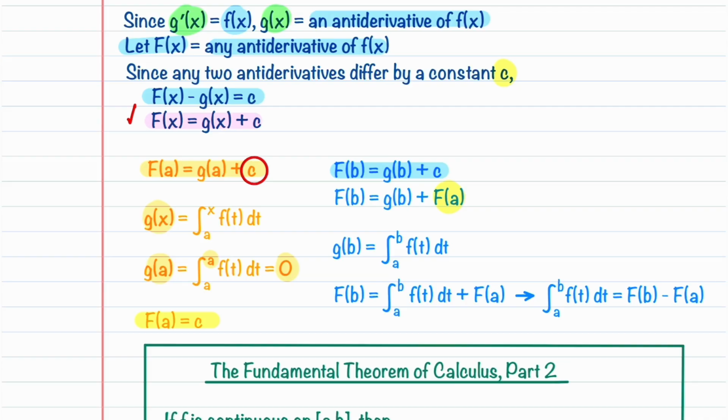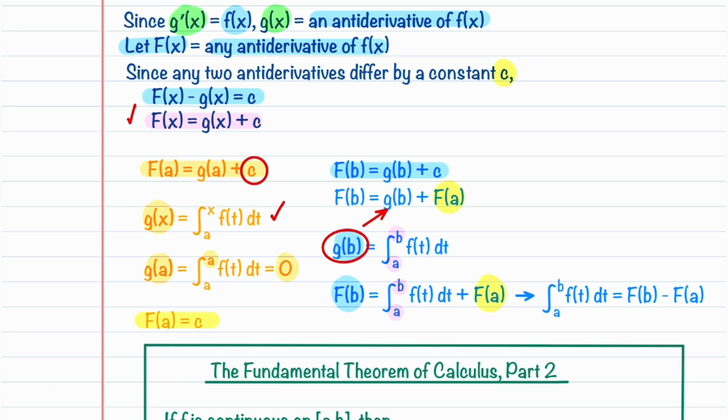Now what we're going to do is look at this formula for our integral, and we're going to let x be equal to b. And that gives us that g of b is the integral from a to b of f of t dt. Hang with me, we are almost done. What we're going to do is take this expression and put it up into that equation. This gives us capital F of b is the integral from a to b of f of t dt plus capital F of a.